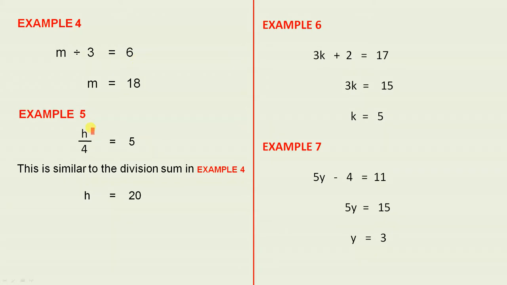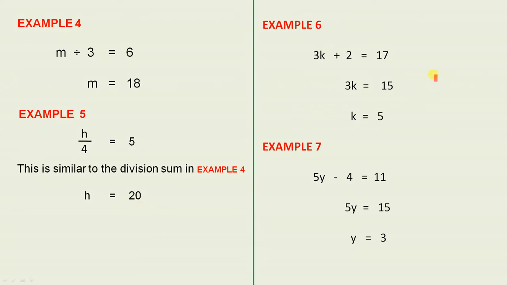Example 5, h divided by 4 equals 5. This is similar to the division sum in example 4. So 4 divided into what number gives you 5? Well, 4 into 12 gives you 3. So that's not right. 4 into 16 gives you 4. That's not right. 4 into 20 gives you 5. So 20 divided by 4 gives you 5, so h equals 20.